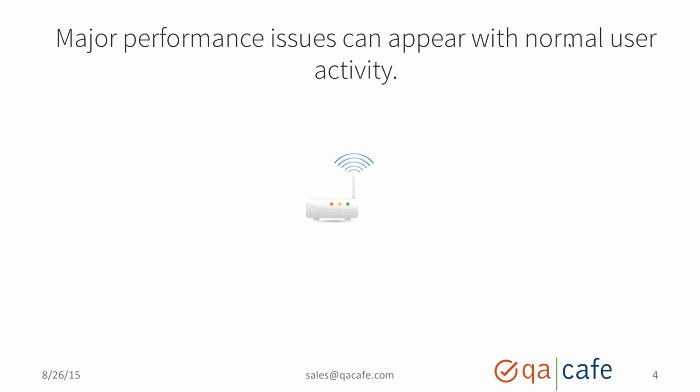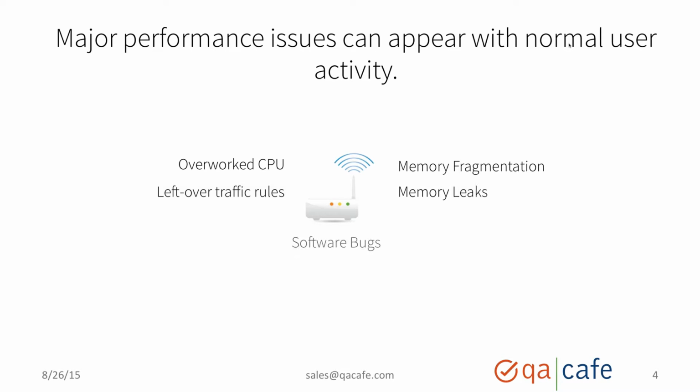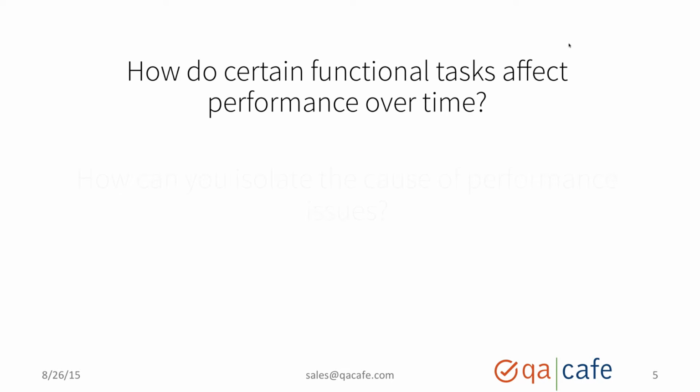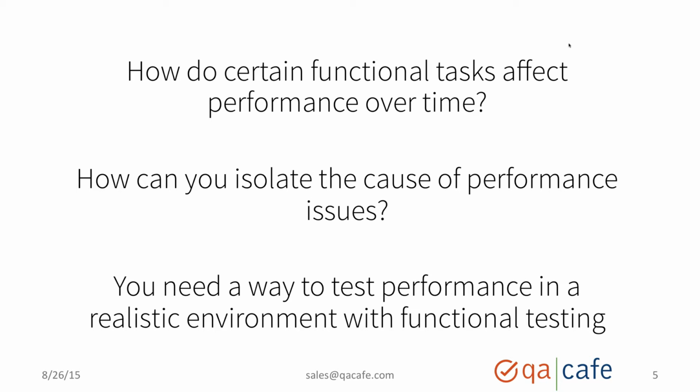What we've seen is that performance issues can actually be impacted by normal user activity. Memory fragmentation, memory leaks, software bugs, all of these can have major impacts on performance. So you want to understand, does any of my functionality impact the performance over time? How can I isolate the cause of performance issues? And you really need a way to test performance in a realistic environment with functional testing.